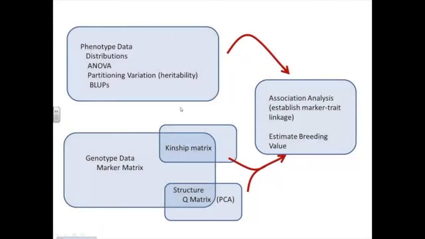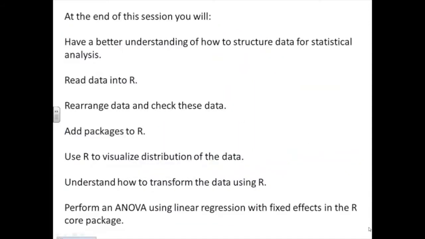So we're concentrating on this box in the upper left-hand corner. Okay, so particularly we're going to be looking at distributions and analysis of variance, and then partitioning variation and using that to estimate heritability, as well as estimating best linear unbiased predictors for our traits. All right. So at the end of this module, you're going to have a better understanding of how to structure data for statistical analysis. And for this point, it doesn't matter if you're using R, SAS, or another program. Okay? It's the structure of the data so that it's analysis ready.